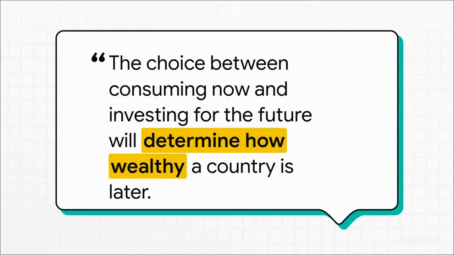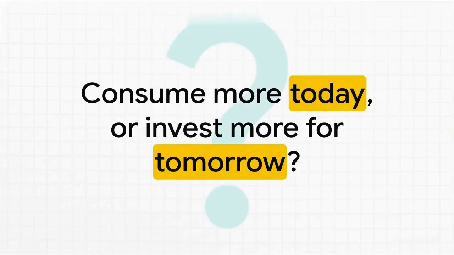And this really brings us to the core lesson, which is summed up perfectly here. The decision a country makes between consuming now and investing for the future will determine how wealthy it is years later. That trade-off between the present and the future is probably the ultimate opportunity cost for any nation. So, do we consume more today, or do we invest more for tomorrow? You know, this isn't just a question for economists and governments. It's a choice we all make in our own lives.